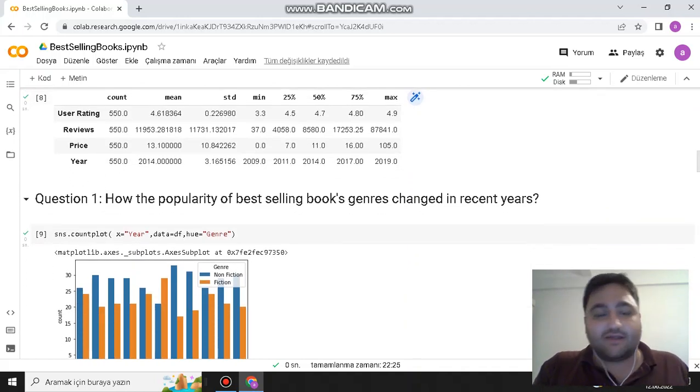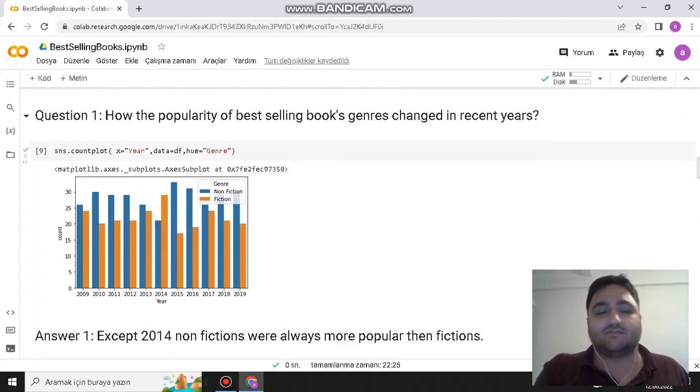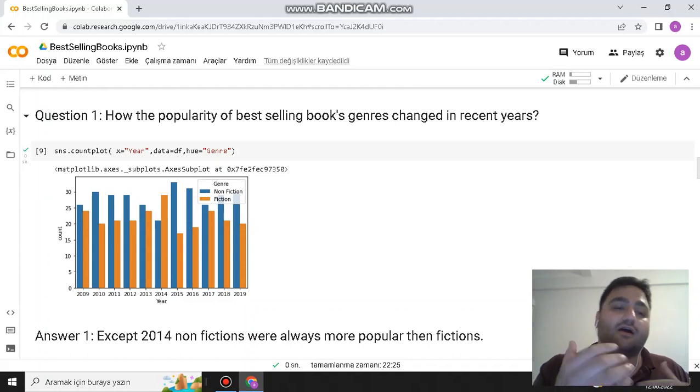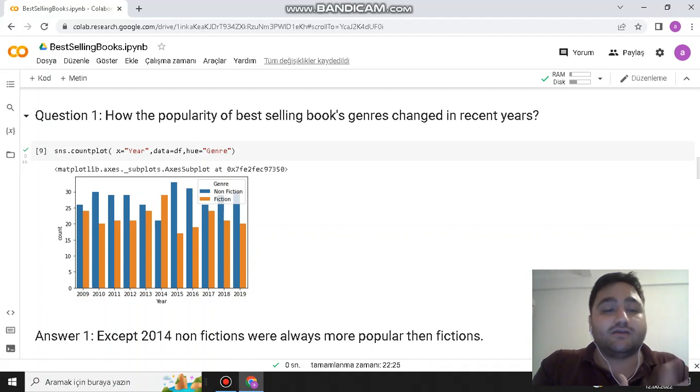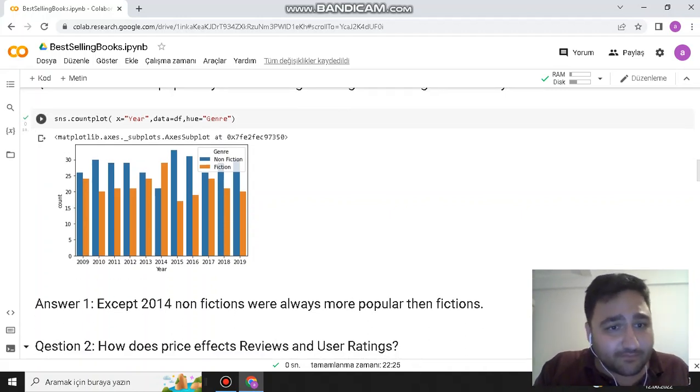So in this data analysis project, I have some kind of questions, and these graphs are here for answering them. So the first question is how the popularity of best-selling books genres changed in recent years. So as we can see, nearly all of the years non-fictions were more popular than fiction ones.